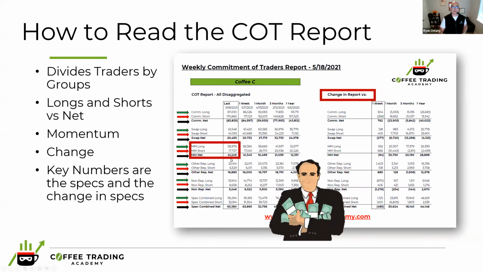So here you can see what the total number of speculators are at this point in time. This was from back in May of 2021. The specs were still long at that point, right? So they had 58,000 longs minus 17,000 shorts, and so their net position was 40,000. But you can see here that position has been changing over time. It was getting longer and longer at that point in time.